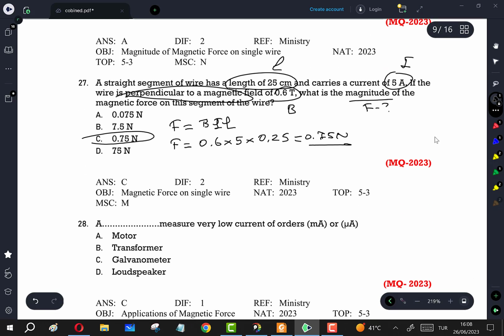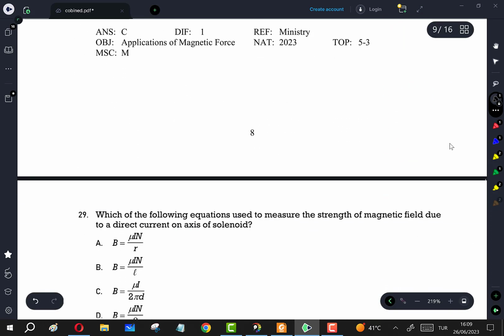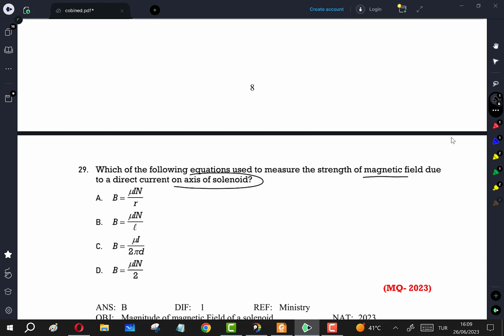Question number 20 is a repeated question. It's the definition of galvanometer. It measures very low current from microampere to milliampere. C is the correct answer. Which of the following equations is used to measure the strength of the magnetic field due to the direct current in the solenoid? In our equation of the magnetic field of solenoid, μnI over L, length. So μnI over L is B.